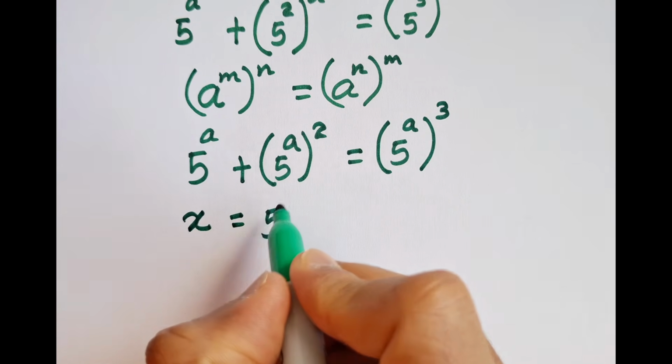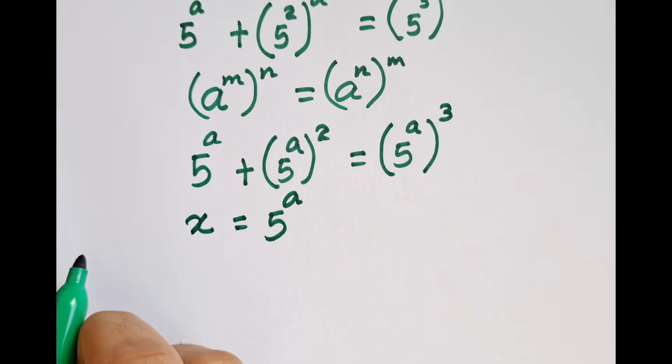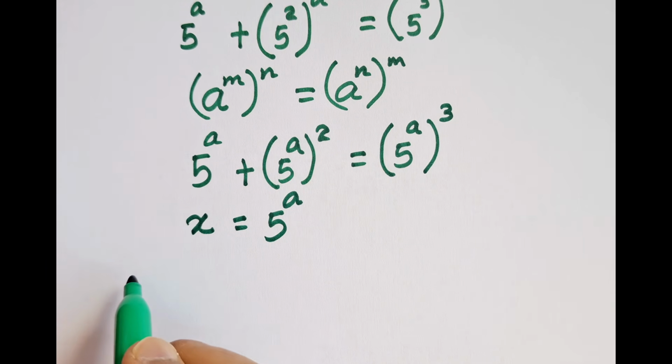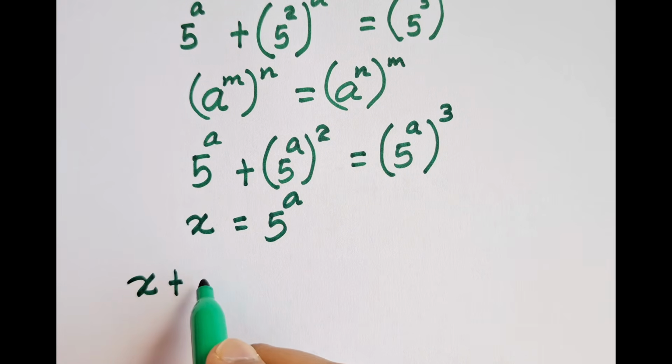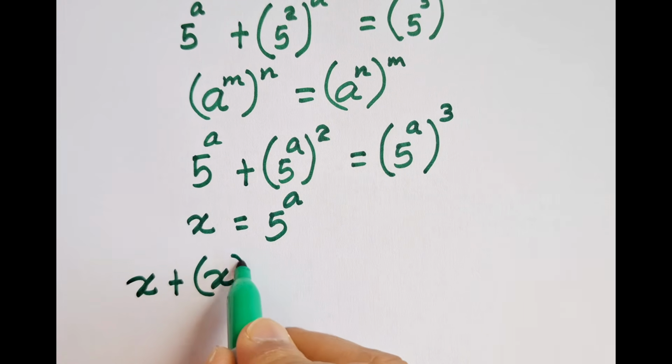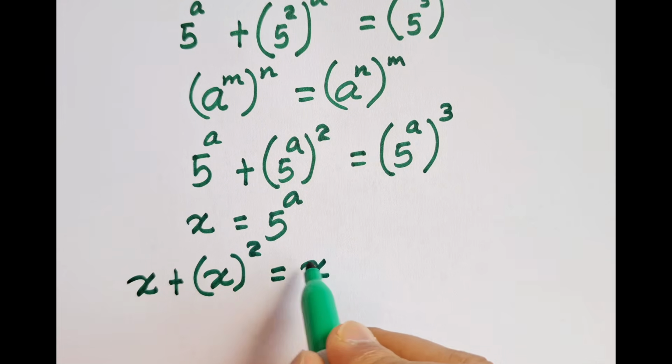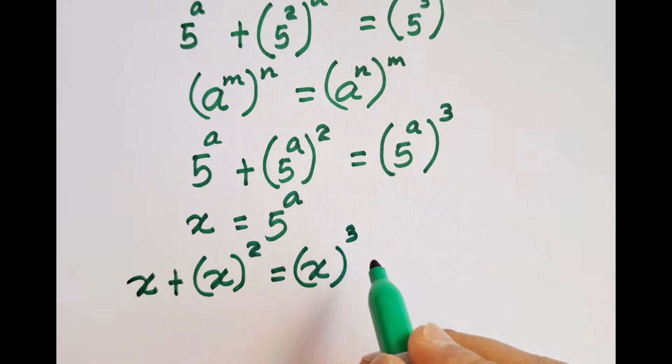Now I am going to use x equal to 5 to the power a. So the equation will become x plus x to the power 2 equals x to the power 3.